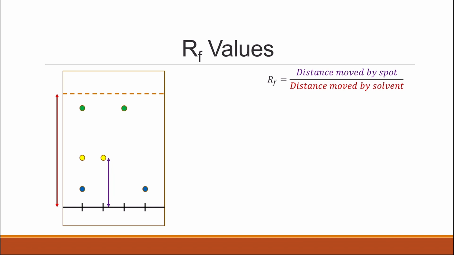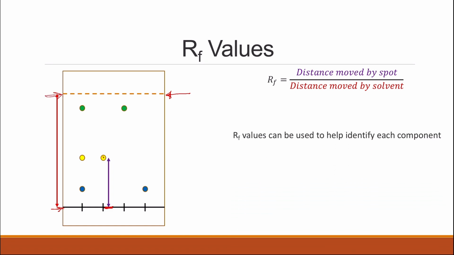As you do so, you take the paper out and then you need to mark the point where the solvent traveled to. This is going to be called the solvent front. And then you measure the RF value by measuring the distance moved by the spot. This is the distance between the starting line and the center of your spot. And then the distance moved by the solvent is the distance between the starting line and the solvent front.